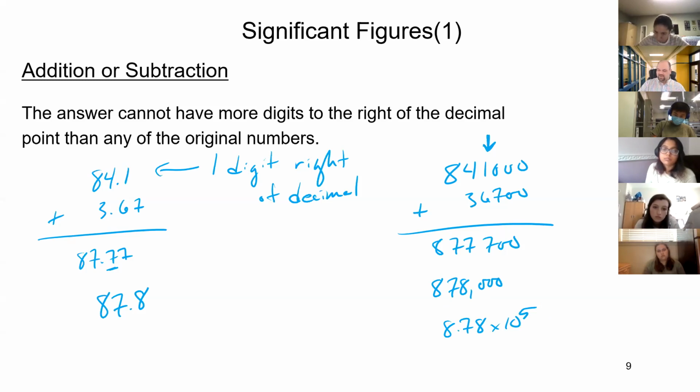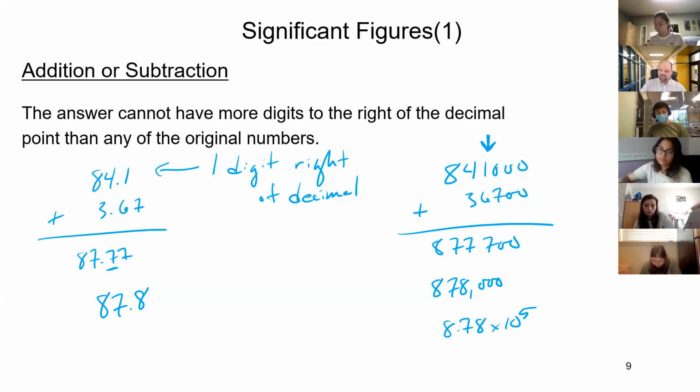Again, our textbook says that it can't have any more digits to the right of the decimal than any of the original numbers, which is absolutely true. But if we're dealing with really big numbers, they can't have any more digits to the right of whichever place all of the numbers have an actual digit. All right, so that's addition and subtraction.